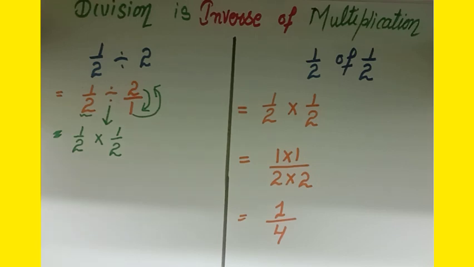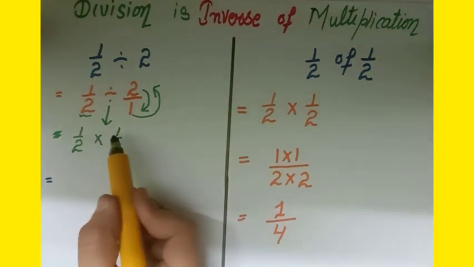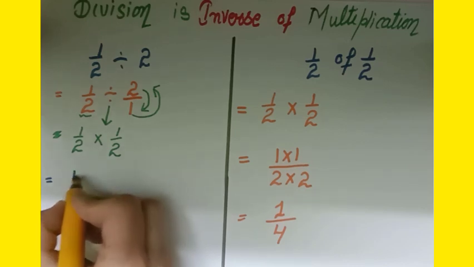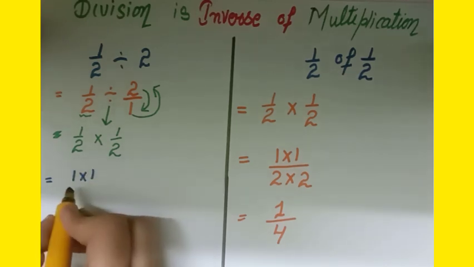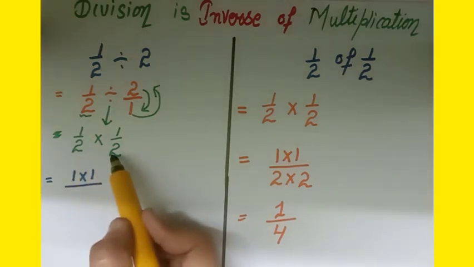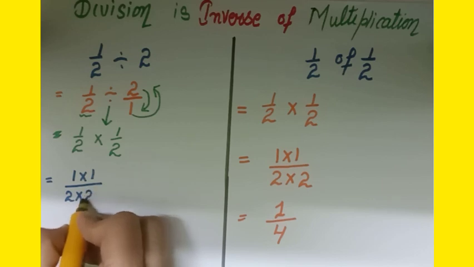Now what will we do in the next step? What will we write over here? Next step, we write here, we know according to the rule, numerator multiplied by numerator. Here the numerator is what? 1 and 1. So we write here 1 multiplied by 1. And below the line, what do we write? Denominator multiplied by denominator. So we write here 2 multiplied by 2.